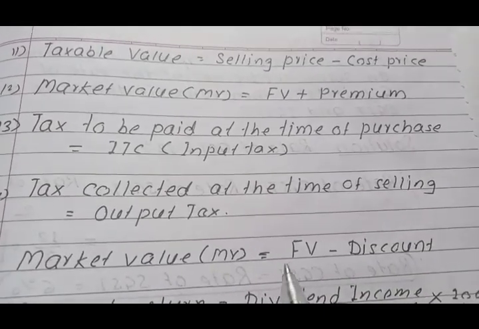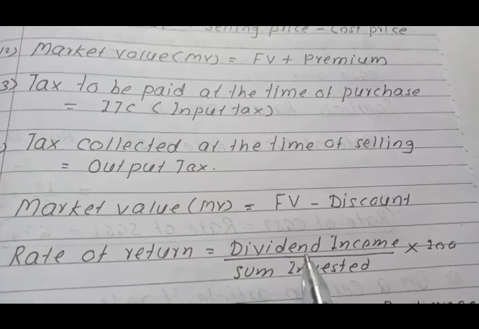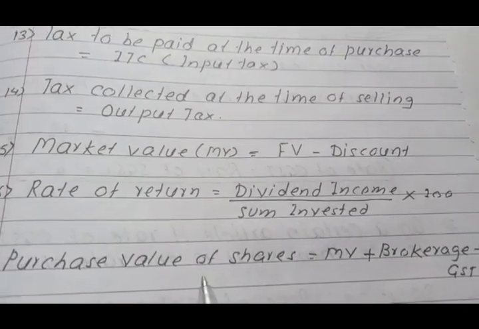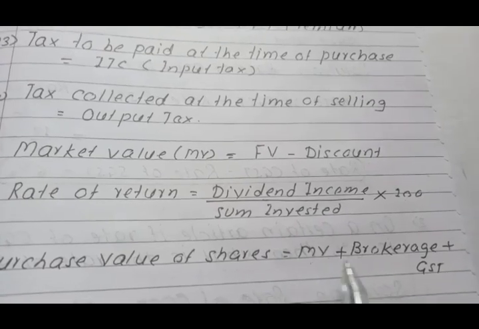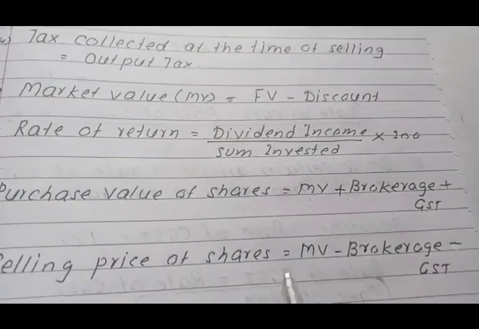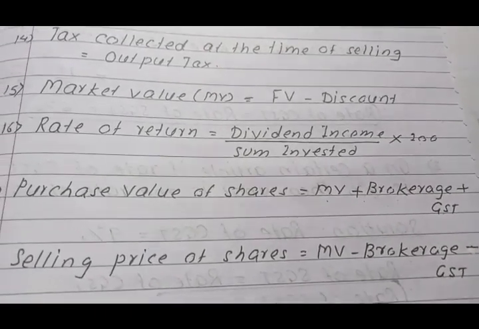Market value = face value − discount. Rate of return = dividend income / sum invested × 100. Purchase value of shares = market value + brokerage + GST. Selling price of shares = market value − brokerage − GST.